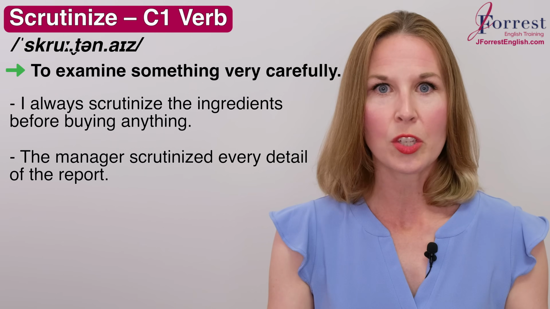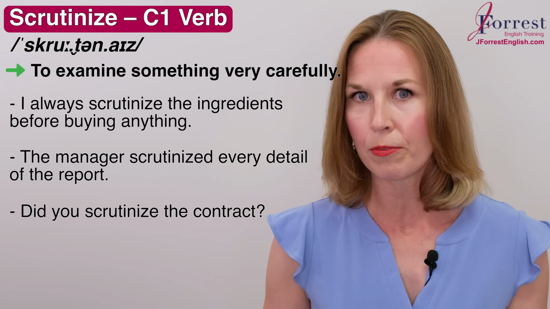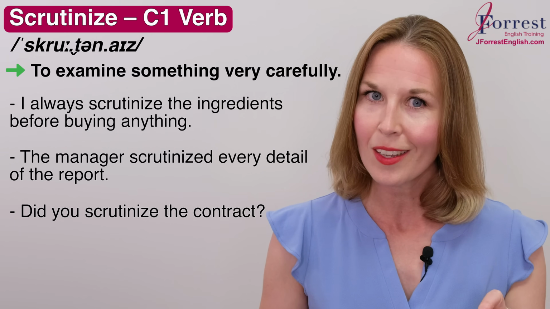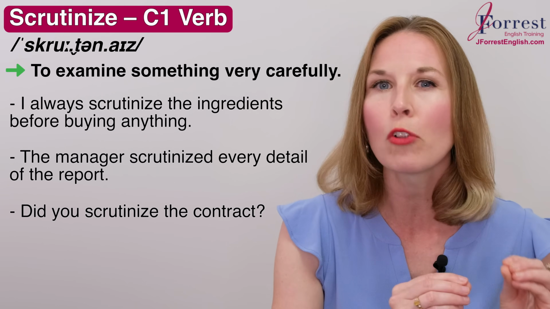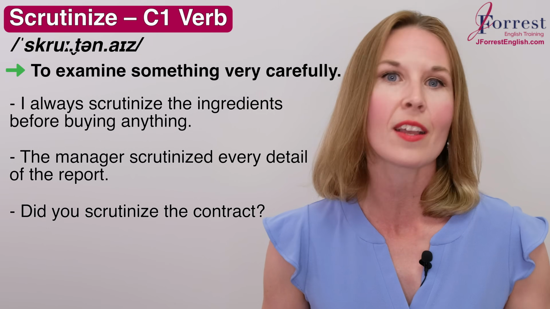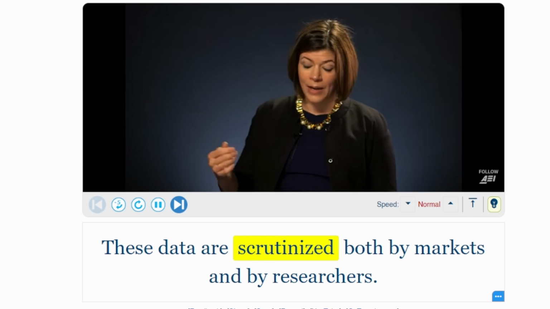Or someone might ask you, did you scrutinize the contract? Did you review it so carefully that you are confident we're not signing something that has some hidden flaw in it? Did you scrutinize the contract? These data are scrutinized both by markets and by researchers.